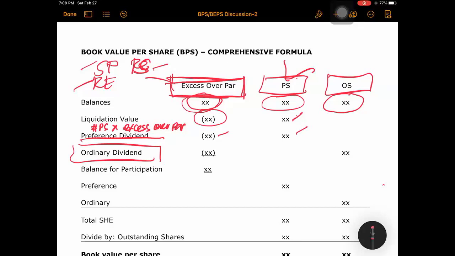So, the ordinary share gets an ordinary dividend if your preference shares are participating. It can be non-cumulative, as long as it is participating, even if non-cumulative. Still, your ordinary dividend gets a share here. Okay, so when is there an ordinary dividend? If your preference share is participating, regardless of whether it is cumulative or non-cumulative.